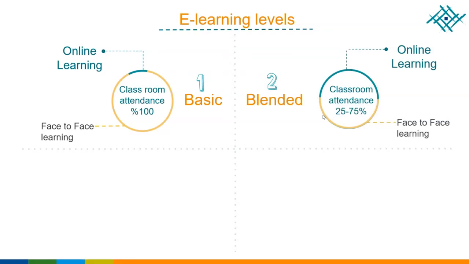And blended learning, you will get more online learning and less face-to-face learning. The classroom attendance for the student will be between 25 and 75%, and the remaining will be online. And this is mostly what new universities started doing today, this type of blended learning.